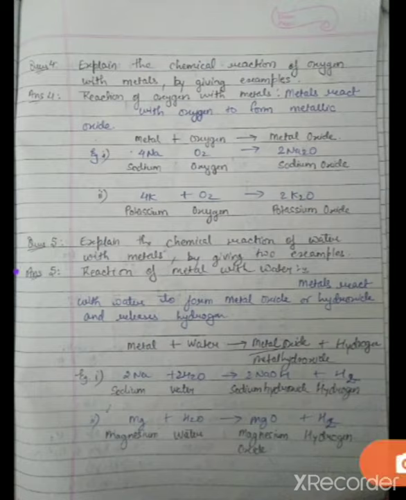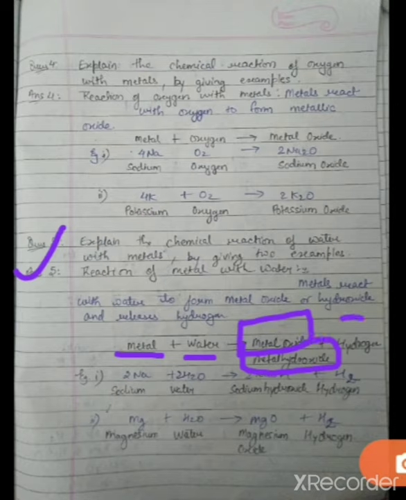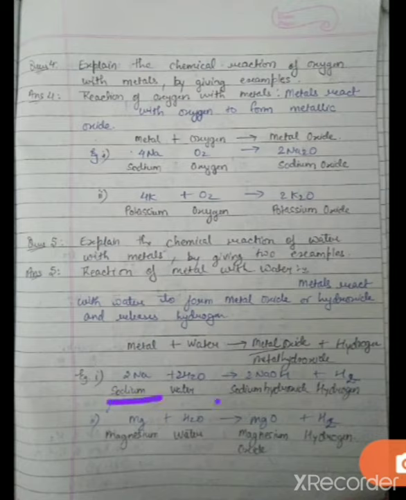Now students, talking about question 5: explain the chemical reaction of water with metals. We have to give the chemical reaction of metal with water. Metals react with water to form metal oxide or metal hydroxide along with hydrogen gas. Here we are reacting sodium with water and it forms sodium hydroxide, that is NaOH, along with hydrogen. Or magnesium reacts with water and gives magnesium oxide and hydrogen.